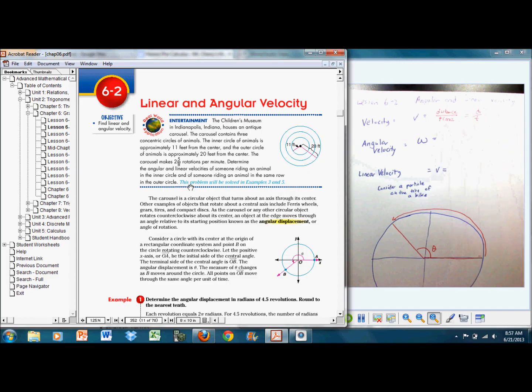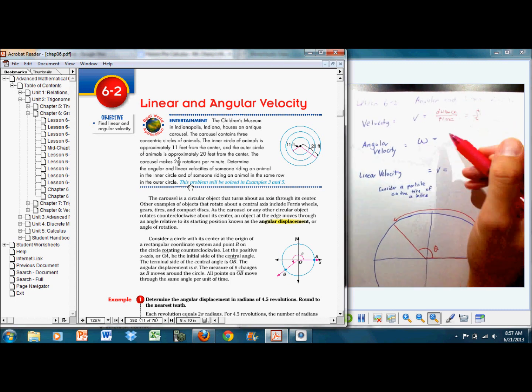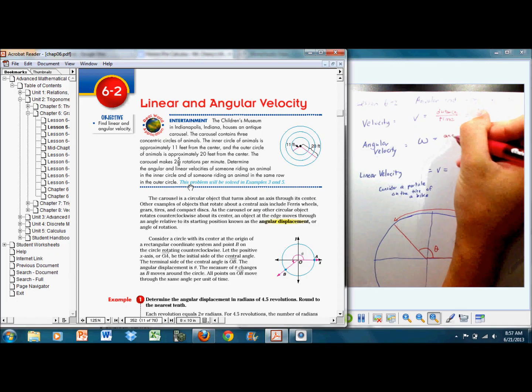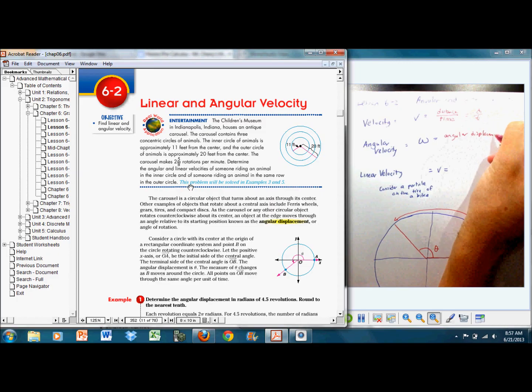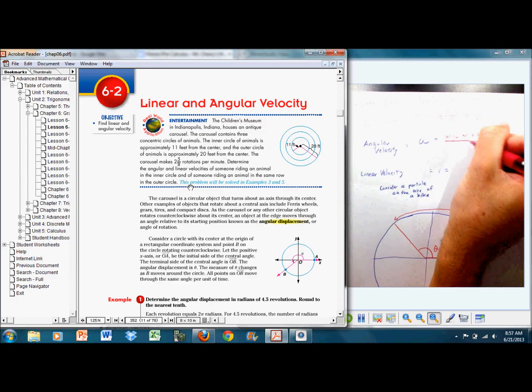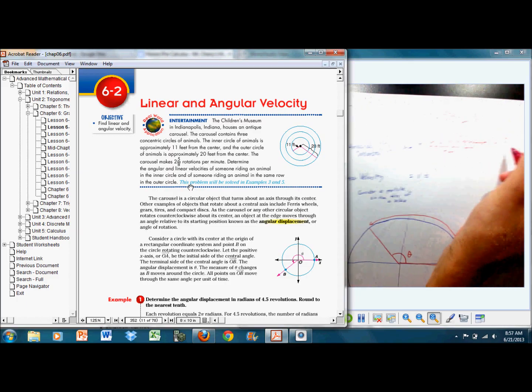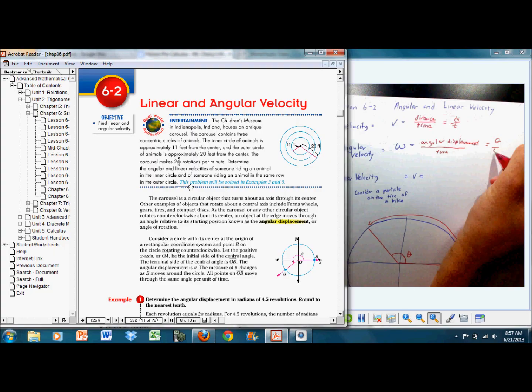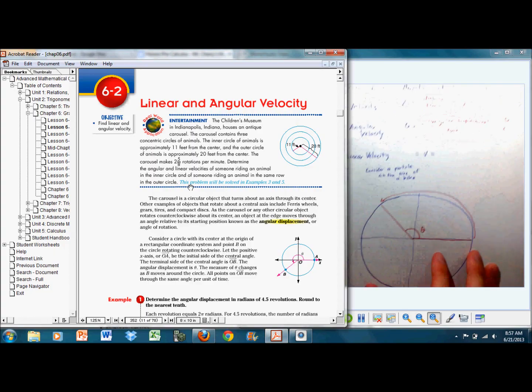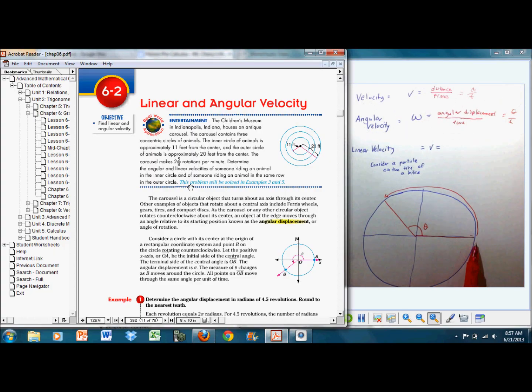All right, angular velocity is very similar, but instead of distance over time, it's the angular displacement over time. So instead of d over t, it's theta over t. Just imagine a circle, and there's a particle traveling on the edge of a circle. Its angular velocity is the angle that it traveled in a given amount of time.